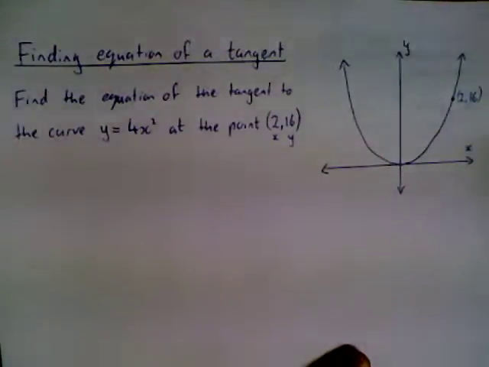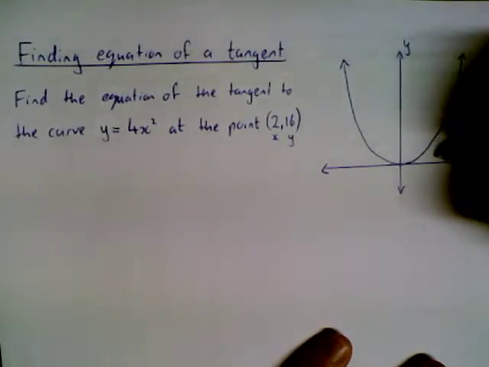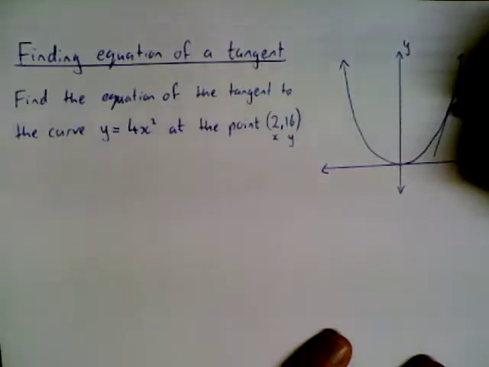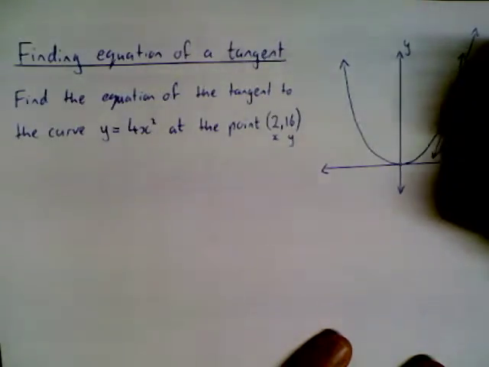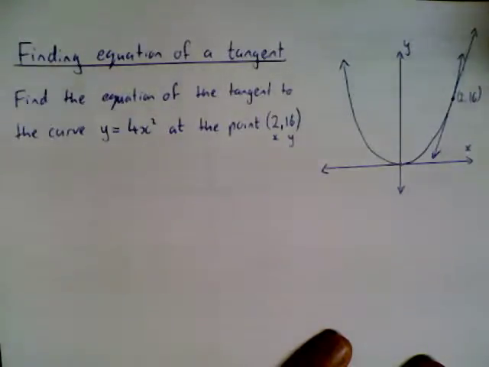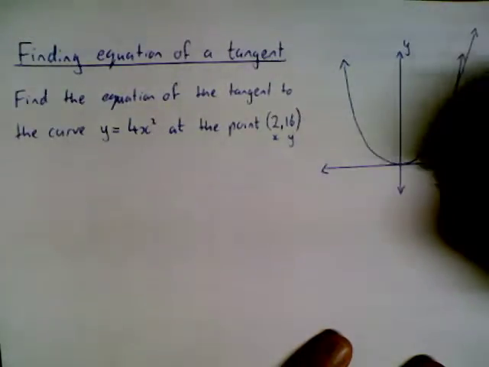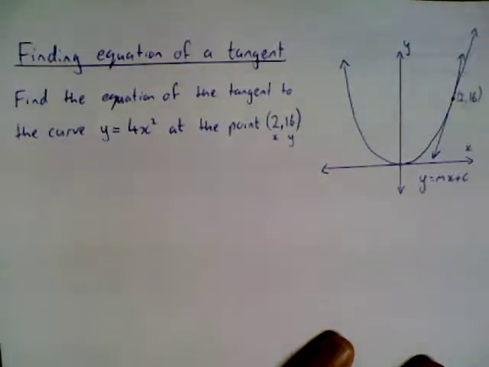Okay, so what we're asked to find is the equation of a tangent at this point. In other words, we're after the equation of this straight line that just touches the curve at the point (2, 16). The equation of a straight line will be of the form y is equal to mx plus c.